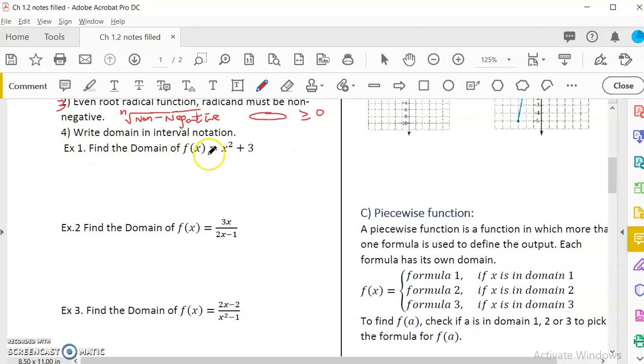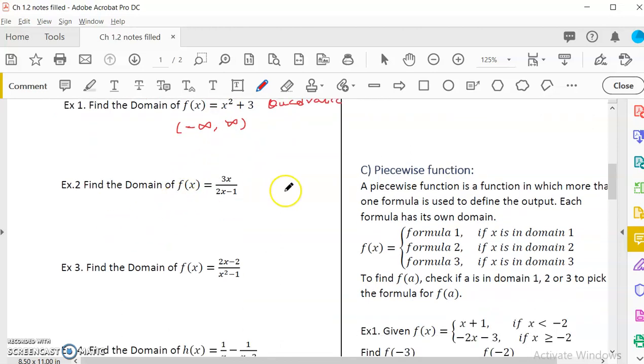First is the domain of x squared plus 3. So first thing we will look at: what type of function is this? Oh, this is a quadratic, right? There is no ratio, there is no radical in it, so it's a quadratic function. So there's no restriction in the domain, so it's negative infinity to infinity. Any x can plug in.